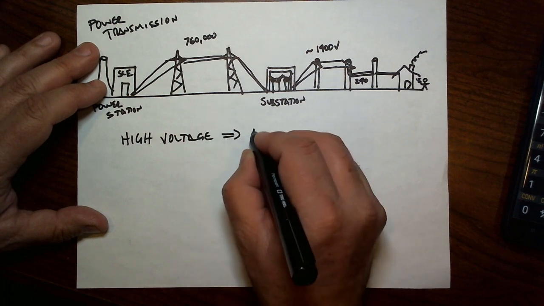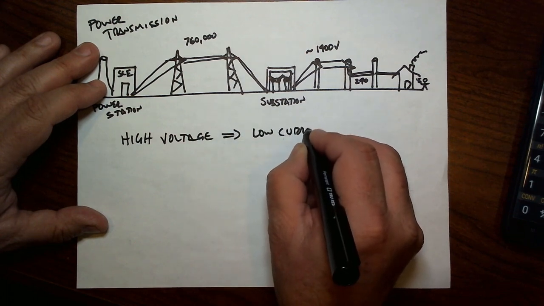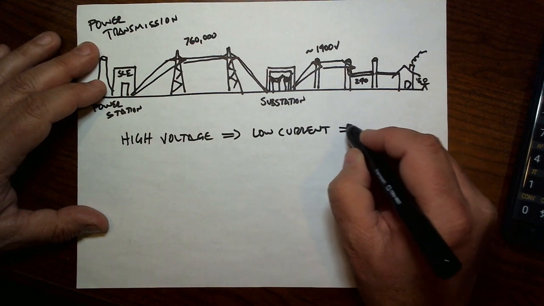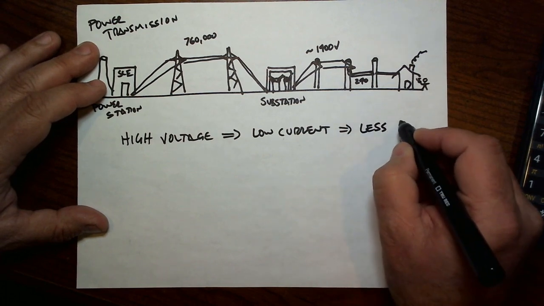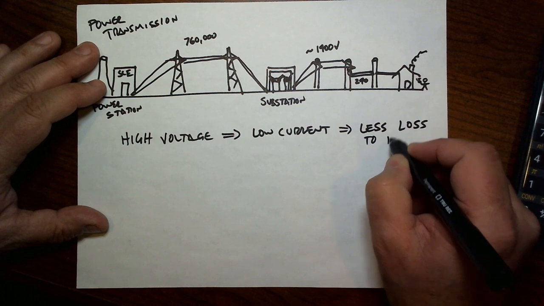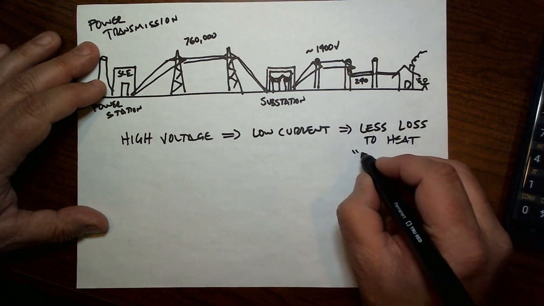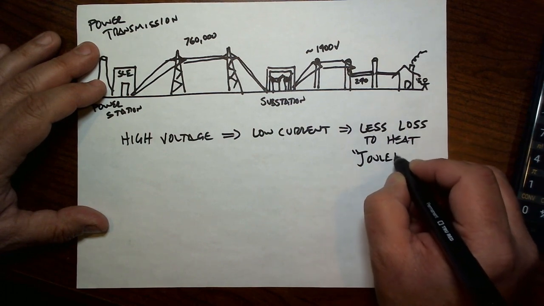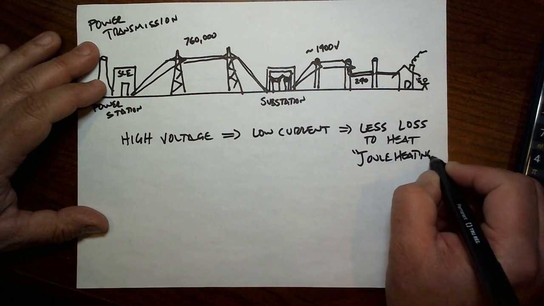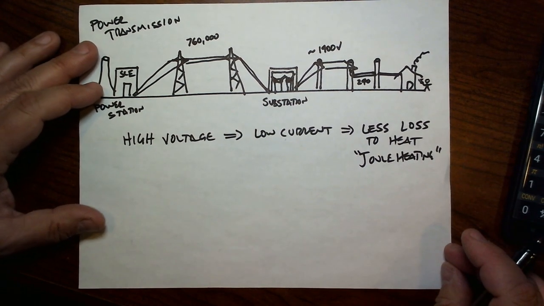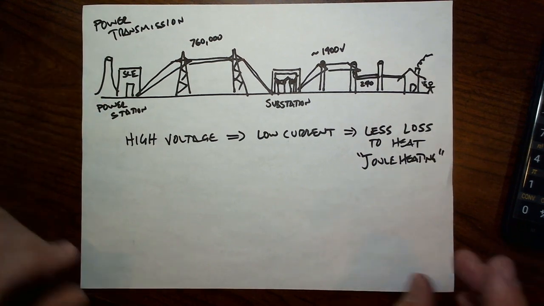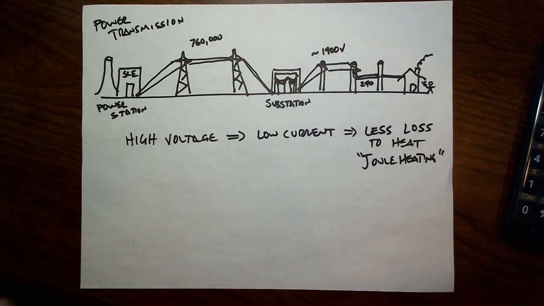Okay, so this is what happens, and the reason why we use high voltage is because that means low current for the same amount of power, and that means less loss to heat, because Joule heating is the phenomenon whereby current flowing through something that has any amount of resistance at all causes that thing to heat up. You might have seen this a little bit in our lab we did. Okay, I'm going to show you a couple more videos that have to do with that. Meanwhile, we're going to transition and talk about magnetic fields from now on.